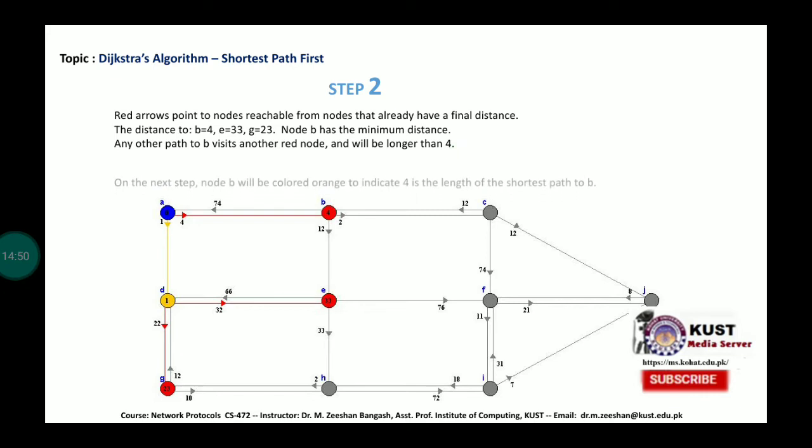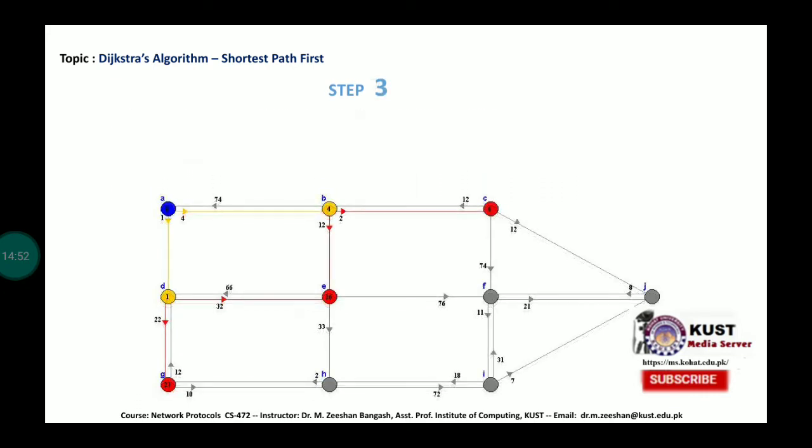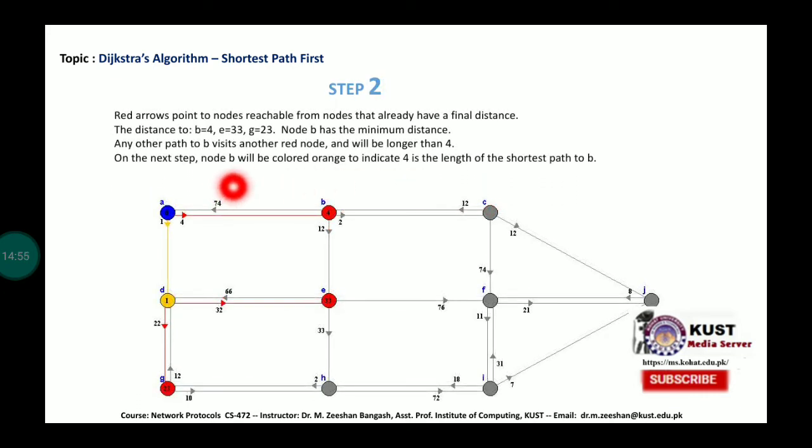Now as we have done previously, the next step will be again that the node B will be colored orange. So we'll do that in the upcoming slide, and from that we will look at the other edges moving from B to other nodes, and we will execute this iteration, or this group of instructions, accordingly. So the length of the shortest path to B is 4.